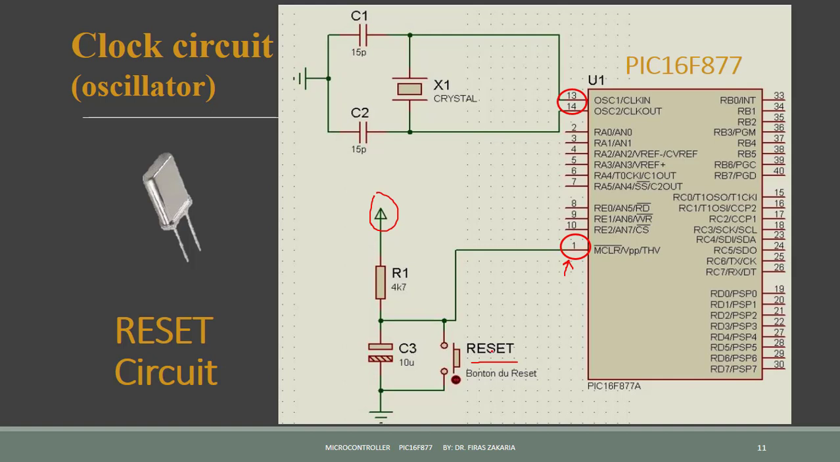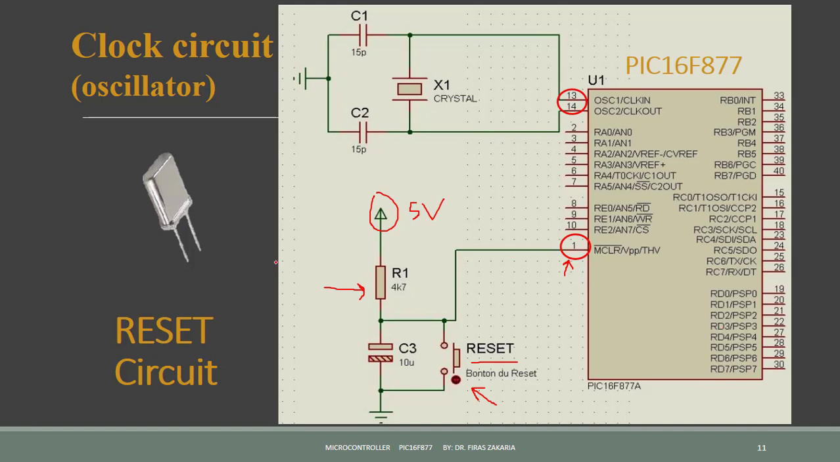So here we have a push button. We also have a resistor connected to the pin. The pin is already being supplied by a constant 5 volts. When we want to reset the IC, we just have to push the button, which will bring the master clear pin to 0 potential, thereby resetting the controller.